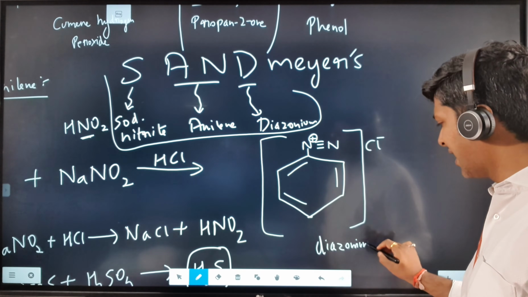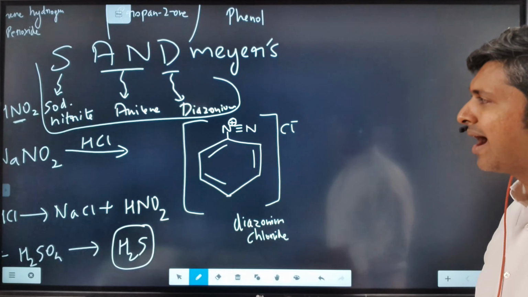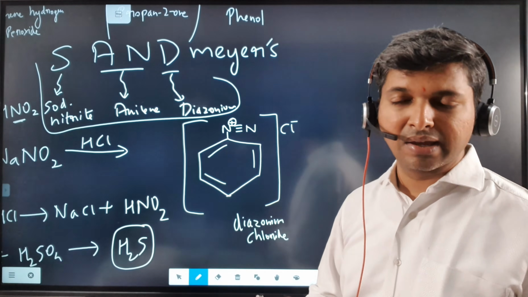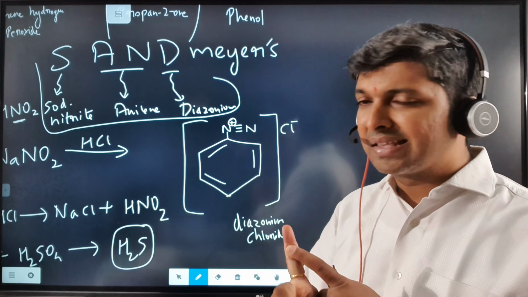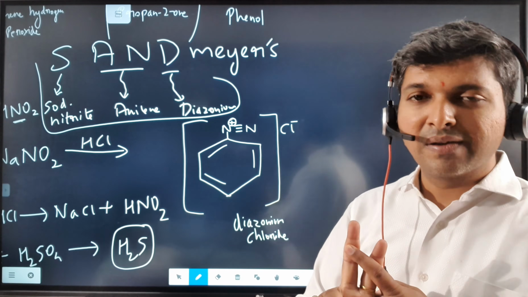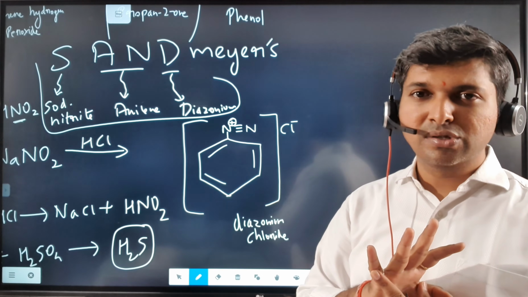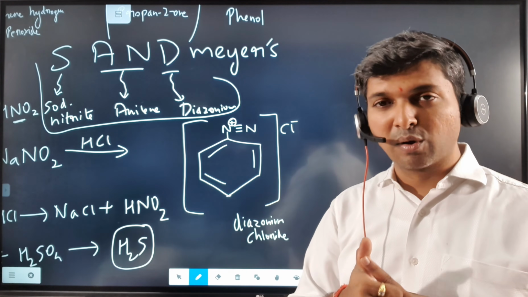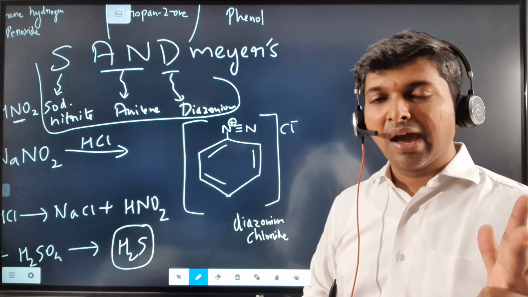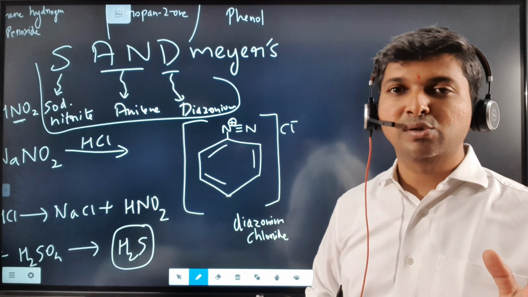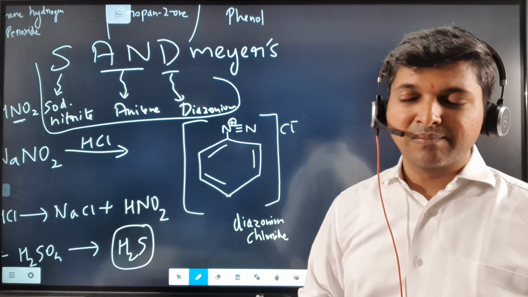I call diazonium chloride the magic compound. Why do I call it the magic compound? क्योंकि इसमें आप जो कुछ भी ऐड करोगे वैसे वैसे प्रोडक्ट्स आपको मिलते जाएंगे, right? So say for example you add KCN, you'll get cyanobenzene. If you add HBF4, you'll get fluorobenzene. If you add H3PO2, you'll get only benzene. Cu2Cl2 chlorobenzene, Cu2Br2 bromobenzene, KI iodobenzene, then HNO3 nitrobenzene, H2O if you add, which we are going to do right now, you'll get phenol, and H2SO4 if you add, you'll get benzene sulfonic acid.